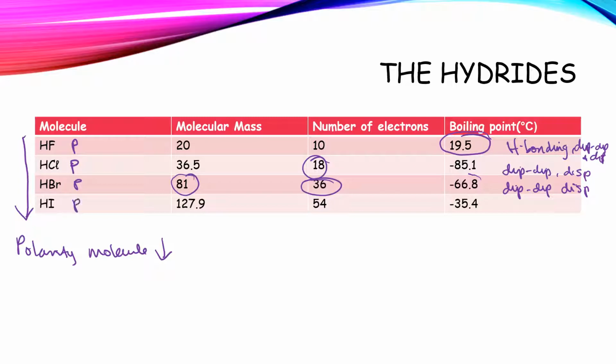Once you get to hydrogen iodide, it's still considered to be a polar molecule, but it's not very polar at all, because the electronegativity of the iodine is much less. But look at its molecular mass. It's huge. It's 127.9. It's got a lot more electrons. Those electrons are further from the nucleus, making it more polarizable. Because it's more polarizable, its dispersion forces are much greater. So therefore, its boiling point has increased significantly.